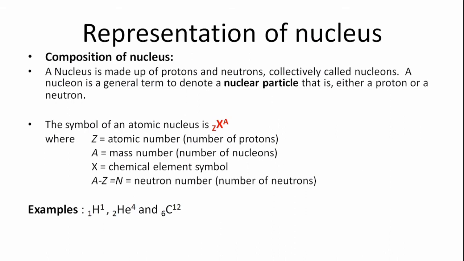So the total number of nucleons inside the helium nucleus is 4, and to calculate the neutron number, A minus Z gives the neutron number, that is 2. Similarly, in the case of carbon, we have atomic number 6 and mass number 12, and the neutron number A minus Z is 12 minus 6, which is equal to 6. So this is all about the representation of a nucleus.